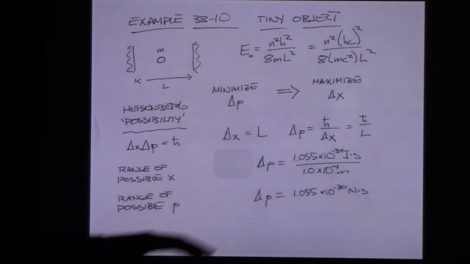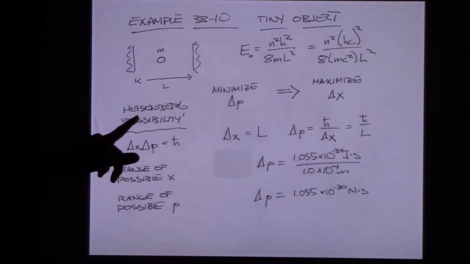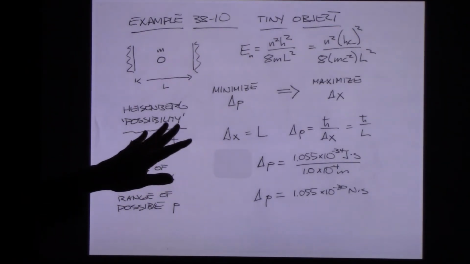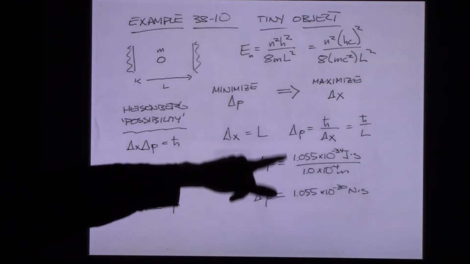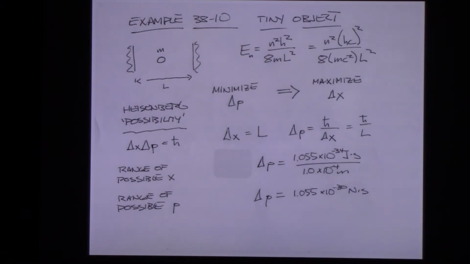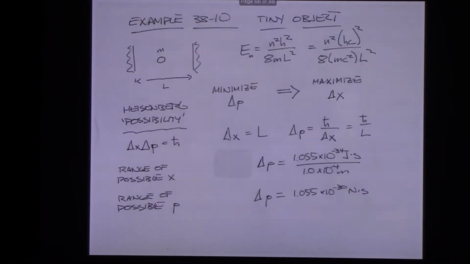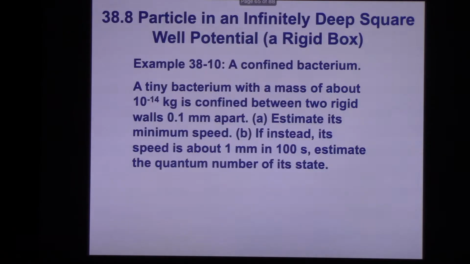We can solve that using the Heisenberg possibility or uncertainty principle. When I solved for the momentum range, it was 1.055 times 10 to the minus 30 newton seconds. They wanted me to, oh, you know what I did? I did not solve the rest of this problem. It really is not a high priority problem.